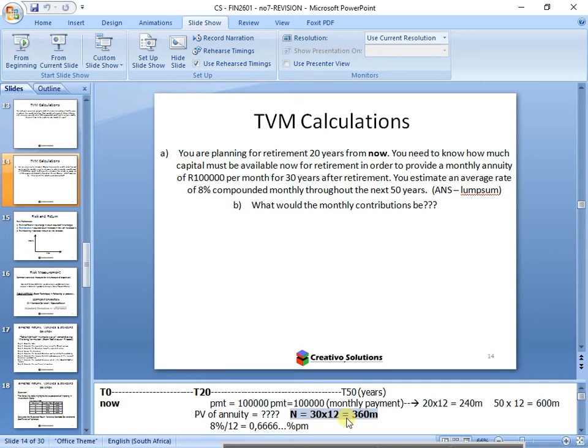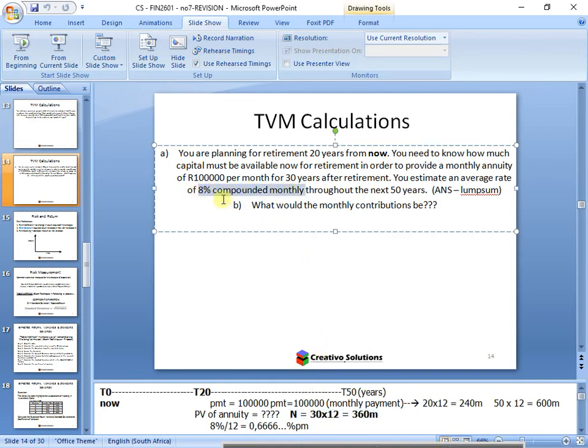Why are you saying the 8% divided by 12 if it's already in? Because it's compounded monthly. That's nominal. That's a quoted rate. As it stands, that's a quoted rate. Effective is 8 divided by 12.